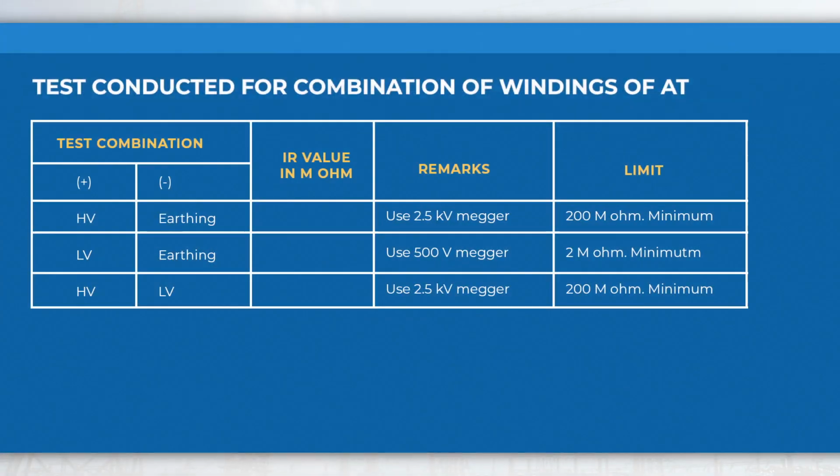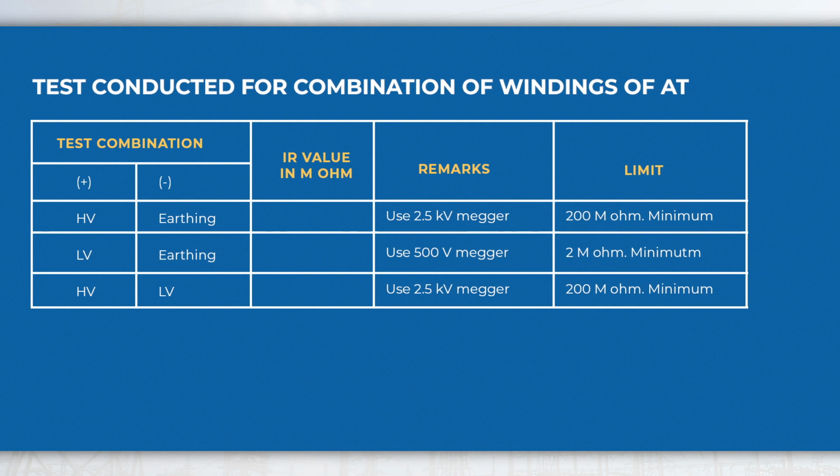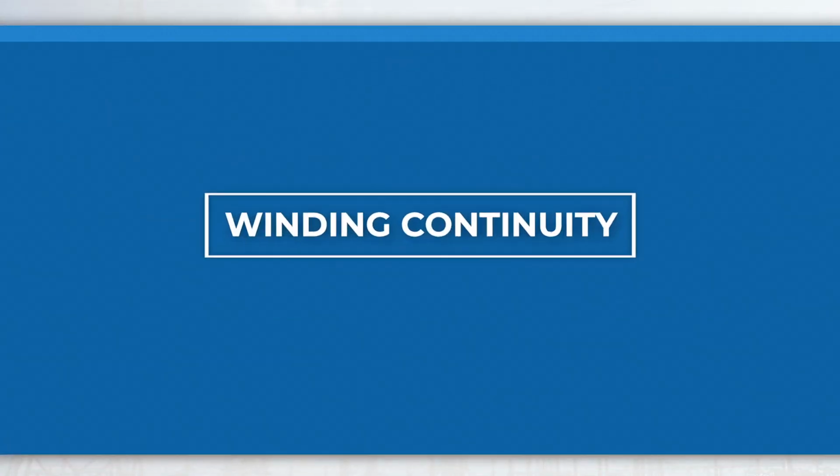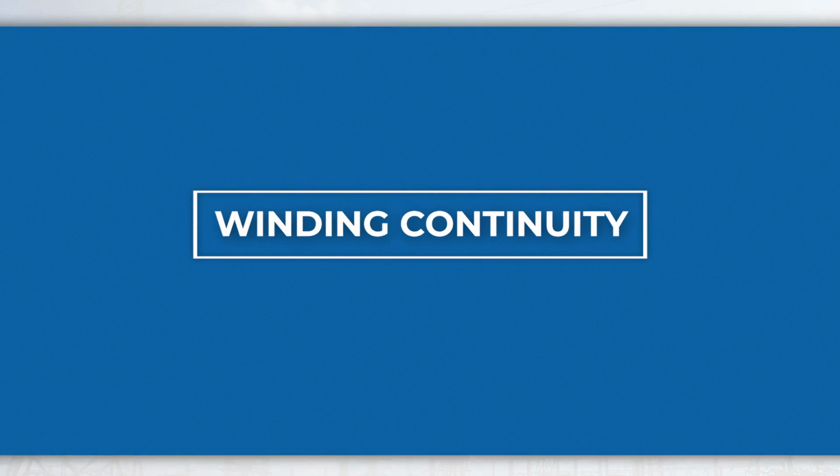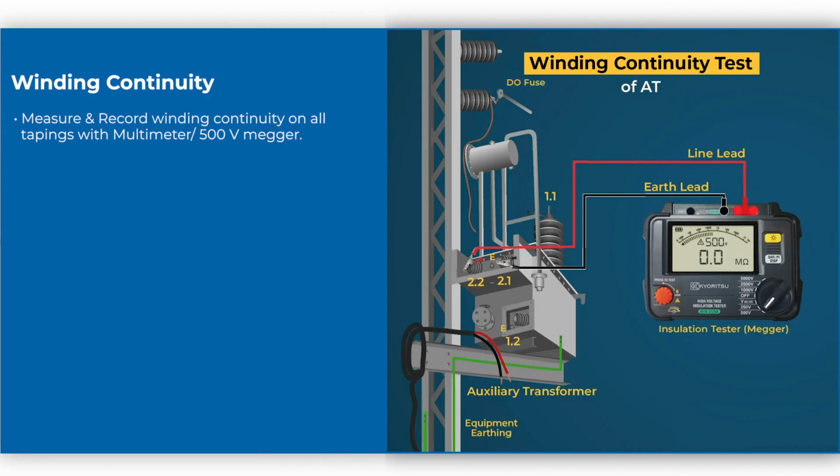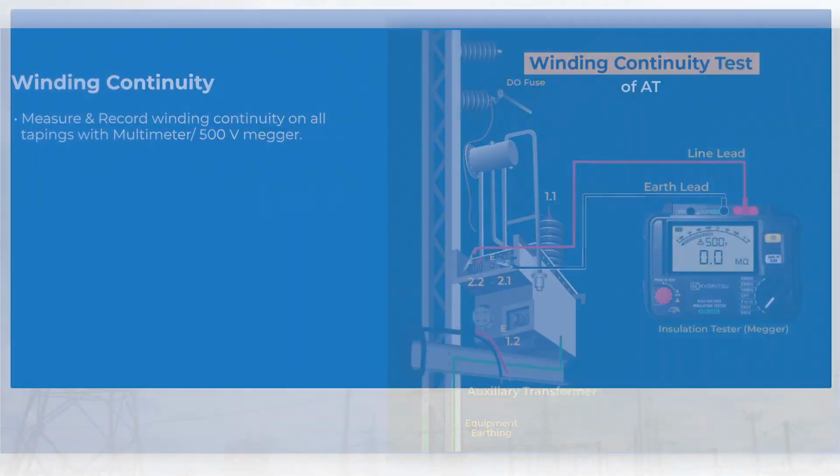The same test to be conducted for the combination of windings as shown in this table. Testing data may be recorded in this format for further investigation and future reference. Winding continuity. Measure and record winding continuity on all tapings with multimeter or 500 volt megger.